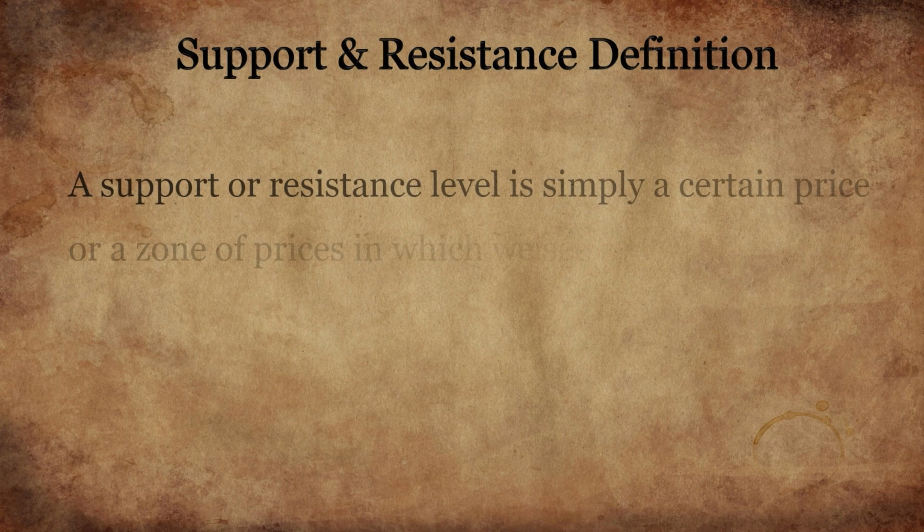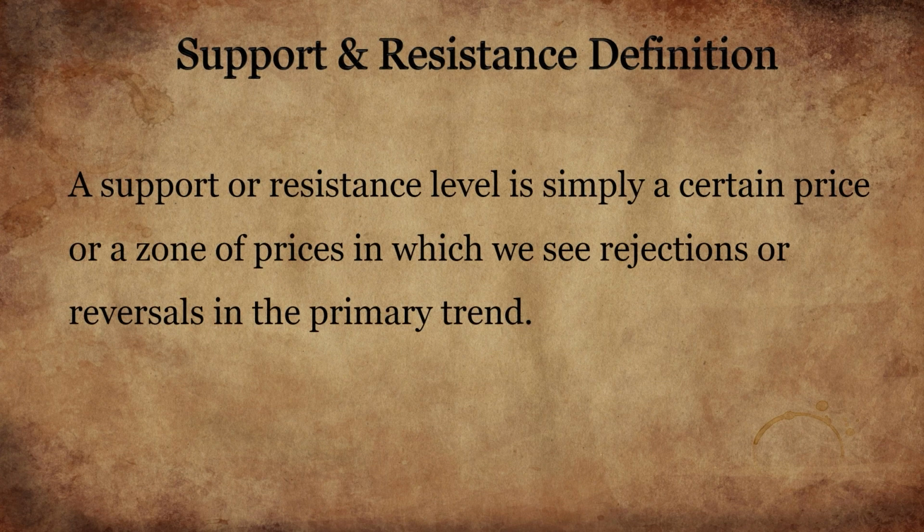A support or resistance level is simply a certain price or a zone of prices in which we see rejections or reversals in the primary trend. Notice that I said a price or a zone of prices. That's because the majority of the time the market does not act in a perfect way and bounces back from levels that are a little bit off our exact desired price. So we define a zone instead of a single price to analyze our charts.